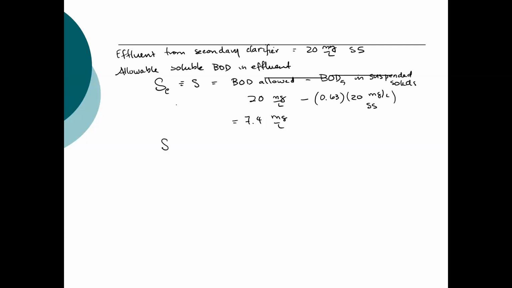Okay. The equation that we use then is S equals K sub S times 1 plus KD times the mean cell residence time, divided by the mean cell residence time times mu sub m minus KD, minus 1. This is equation 23-14 in the textbook.